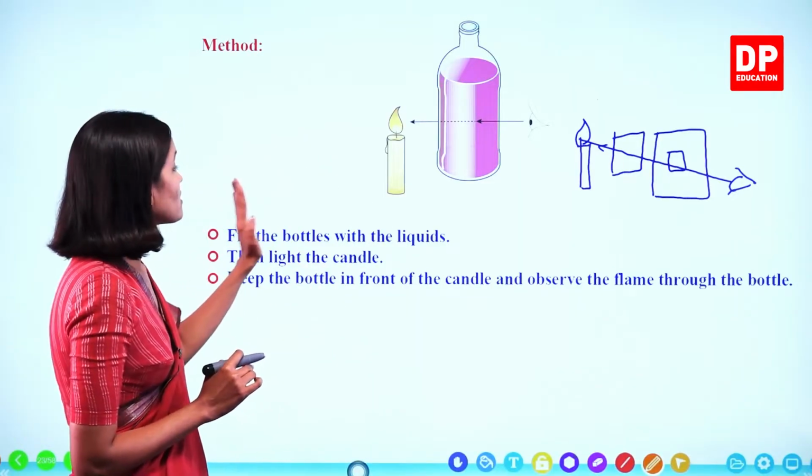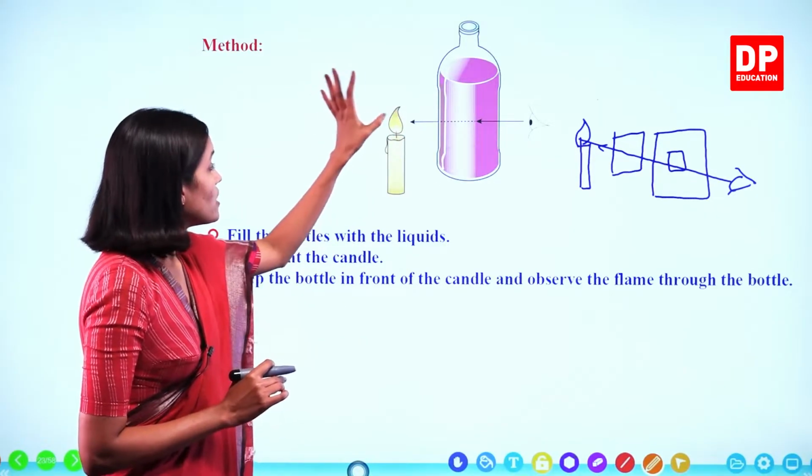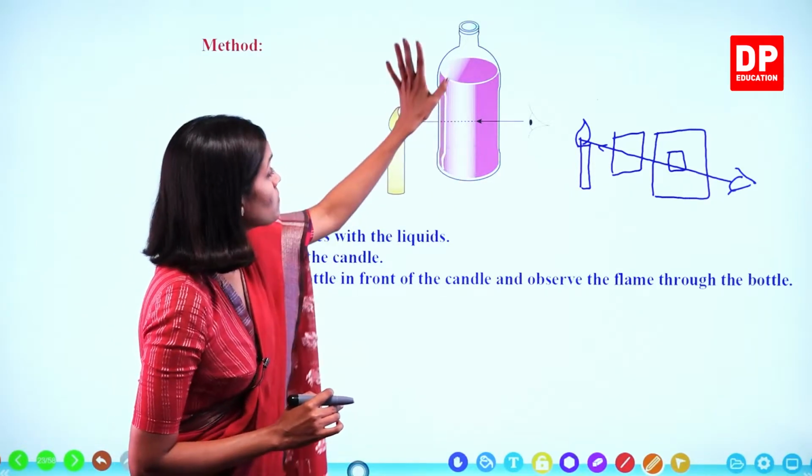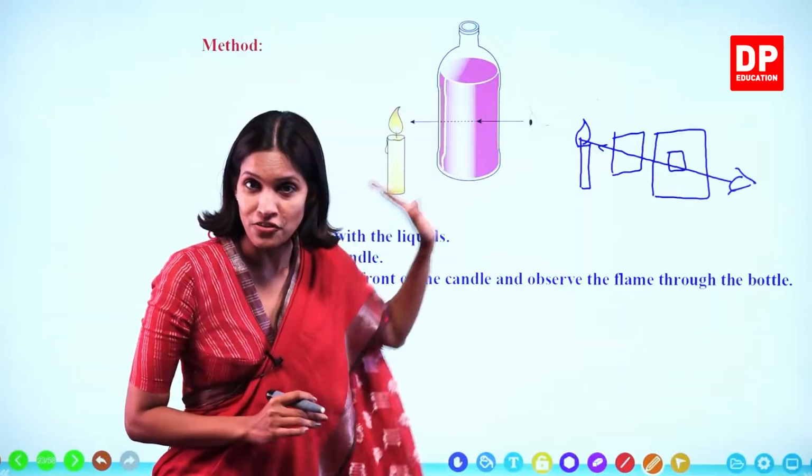So again, fill the bottles with the liquids. Then you have to light the candle, keep the bottle in front of the candle and observe from the other side of the bottle.